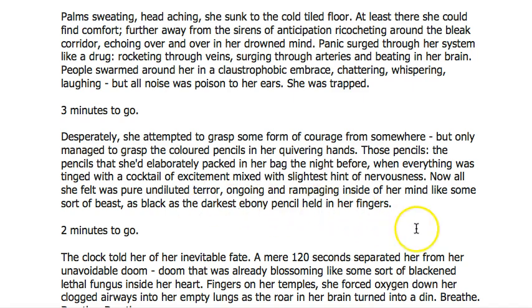Desperately, she attempted to grasp some form of courage from somewhere, but only managed to grasp the coloured pencils in her quivering hands. Those pencils, the pencils that she'd elaborately packed in her bag the night before, when everything was tinged with a cocktail of excitement mixed with the slightest hint of nervousness. Now all she felt was pure, undiluted terror, ongoing and rampaging inside of her mind like some sort of beast, as black as the darkest ebony pencil held in her fingers.